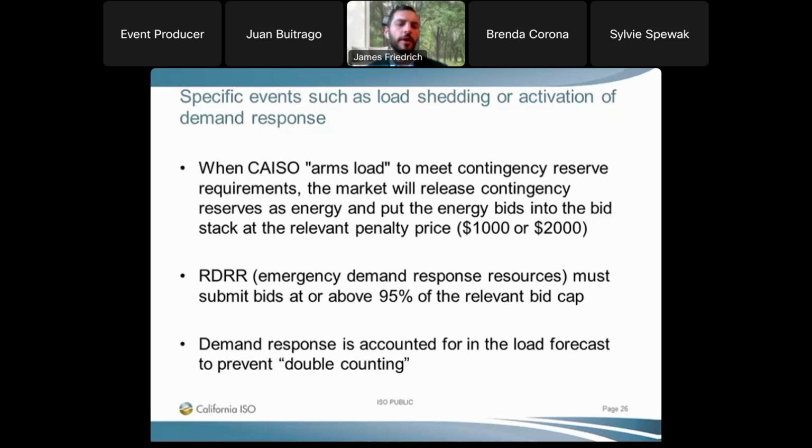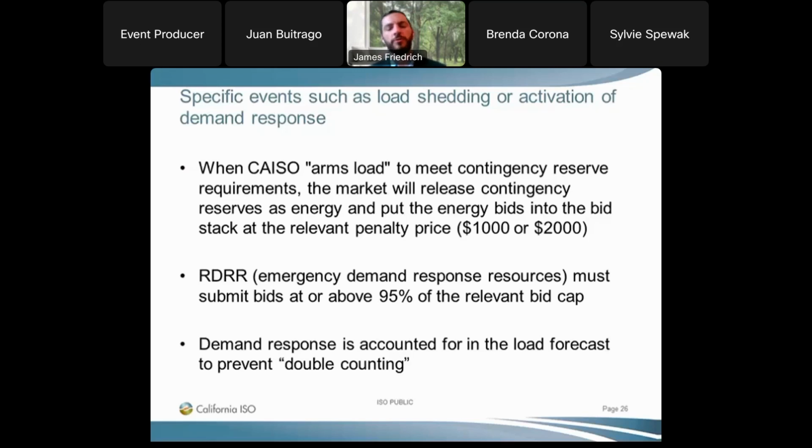Second, RDRR, which is a class of resource that's basically emergency demand response, must submit bids at or above 95% of the relevant bid cap. So again, that's intended to make sure that when you're activating demand response and they're able to set the price, they're setting a price at what one might consider to be emergency levels and not taking the price.